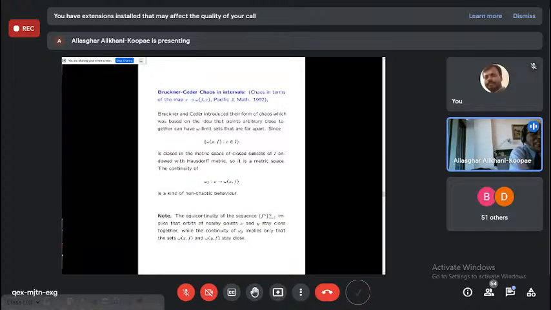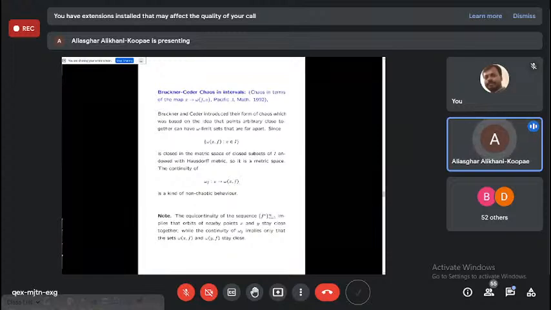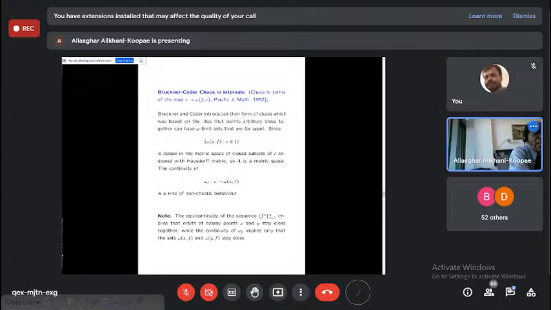So Bruckner and Sider introduced their own chaos, and that paper is a big paper, a very, very interesting paper. It was published in the Pacific Journal of Mathematics in 1992. And it looks at chaos in terms of the behavior of the map which takes x to omega of f of x. I'm using x and f sometimes instead of f and x, but that is in the title of their paper, so it is used both ways.